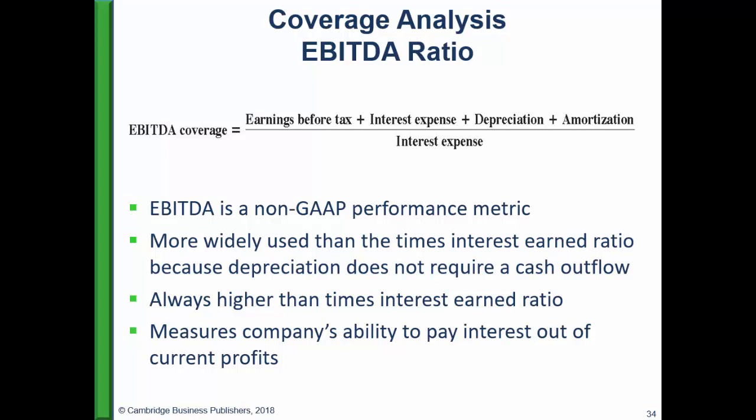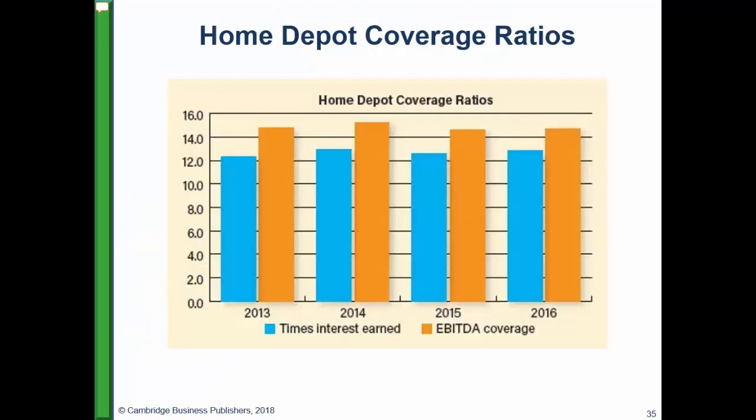And here you can see Home Depot's coverage ratios. They're very high. For example, their EBITDA coverage is almost 15 in 2016, which would mean that they could make their interest payments 15 times over. So that tells you that there's more than enough profitability in order for them to pay off their interest.